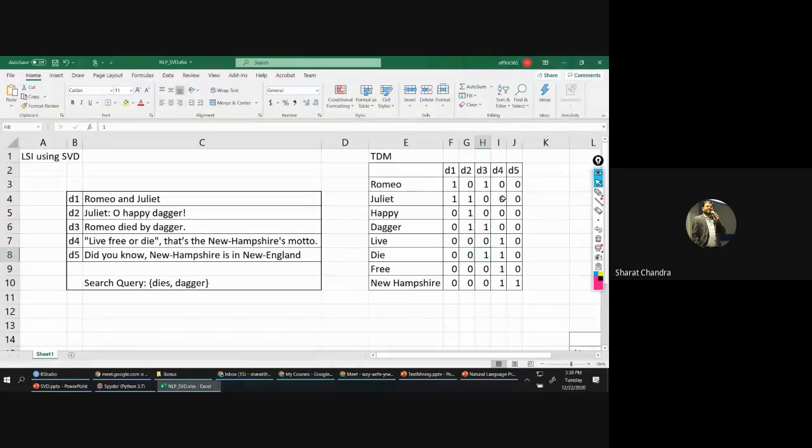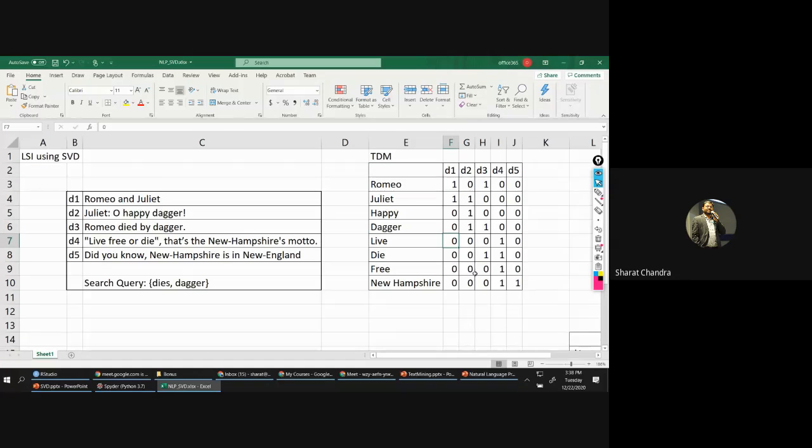D4, I have live, die, free, and New Hampshire, right? So I have these 4. And D5, I only have New Hampshire. None of the other words are there. So this is your TDM and that weightage.